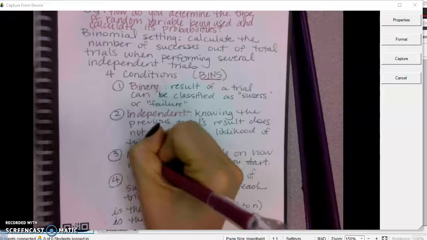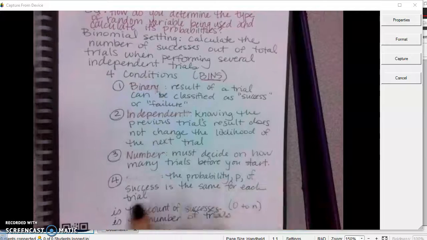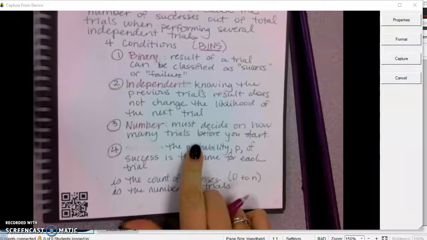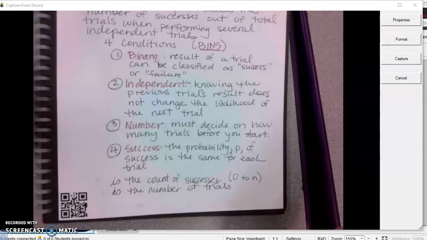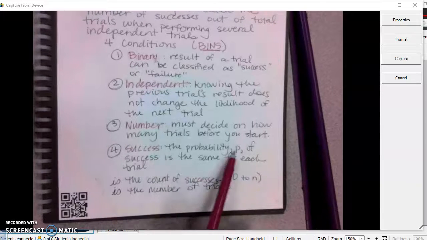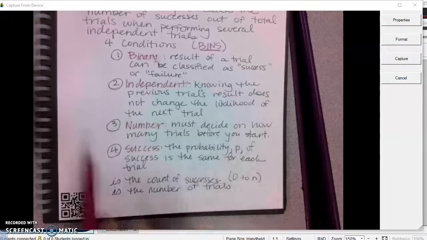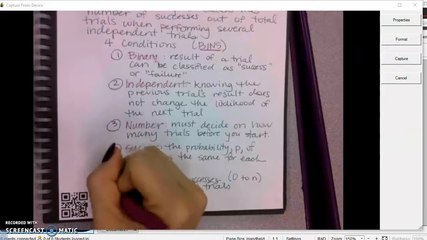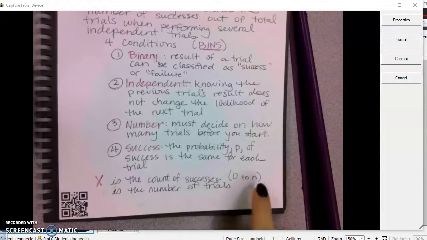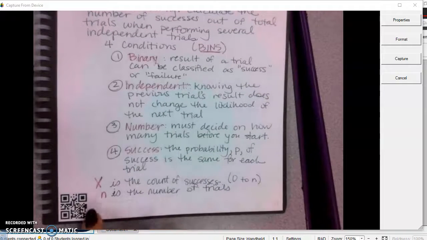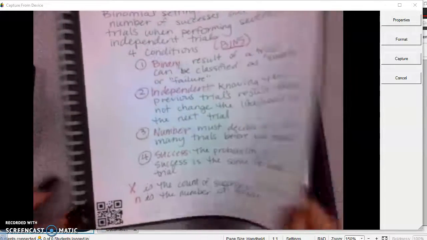Okay, the number is the n, and you are going to decide on how many trials before you start, and then you have success, or not. So the probability P of success is the same for each trial. So the probability doesn't change, which we already kind of talked about when we talked about it being independent. So capital X or capital Y or whatever you decide to call your random variable is going to count the number of successes, 0 to n. N is the number of trials. And so if you have 10 trials, you either have 0 successes, 1 success, 2 successes, all the way up to 10 successes. And so that's where we're going to go from there.